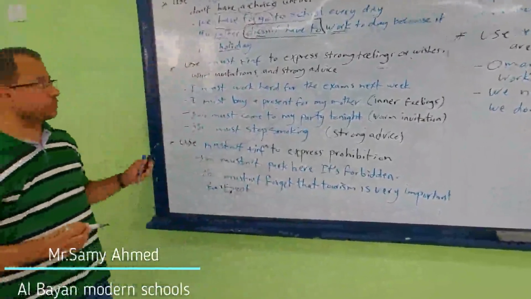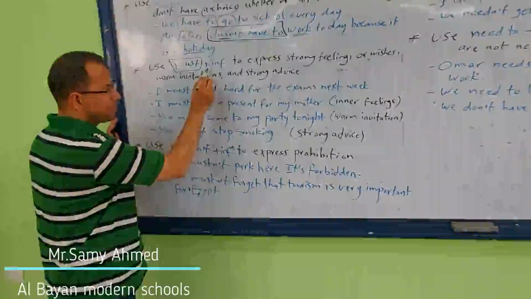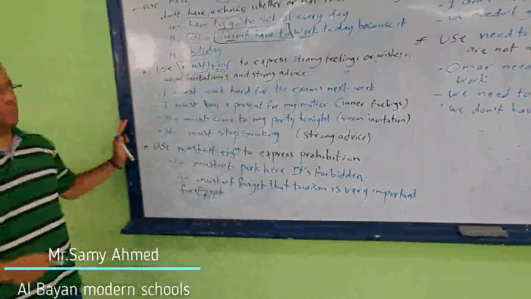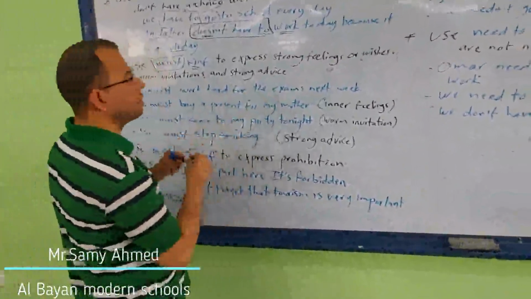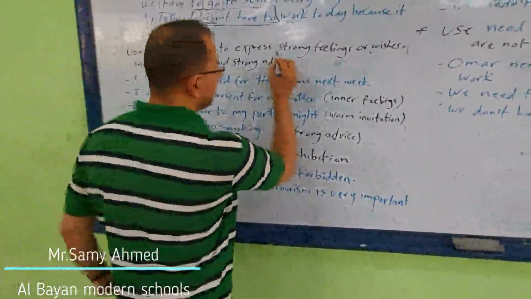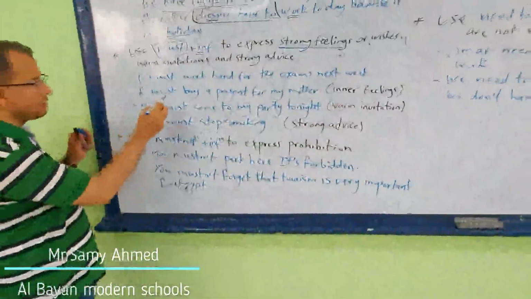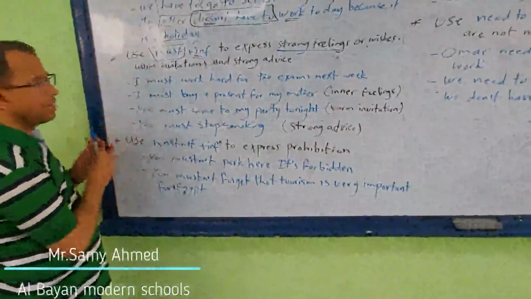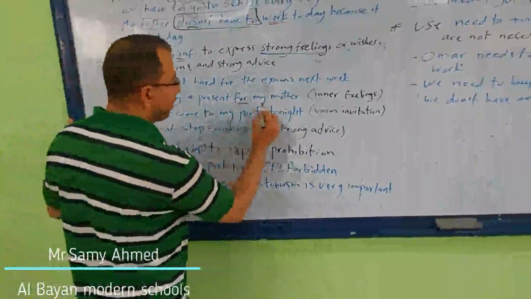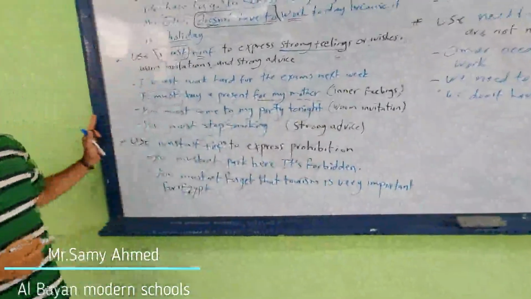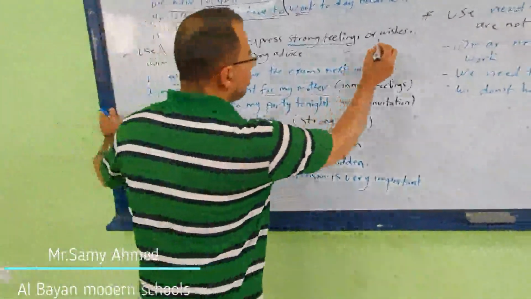Another expression. We use the word must. We use must plus infinitive for many uses. Number one, to express strong feelings. Like, I must buy a present for my mother. So, this is strong feelings. Or wishes.